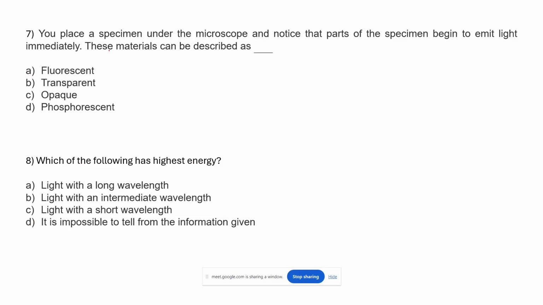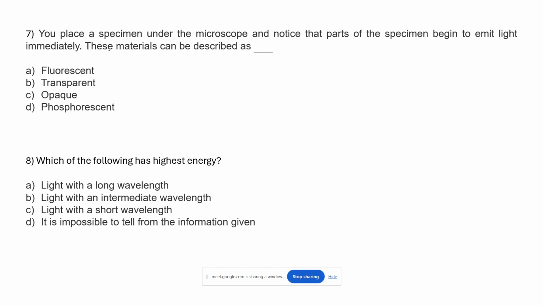So your next question is, you place a specimen under the microscope and notice that parts of the specimen begin to emit light immediately. These materials can be described as. Anyone from the students can tell me about this answer? That is a very easy one.